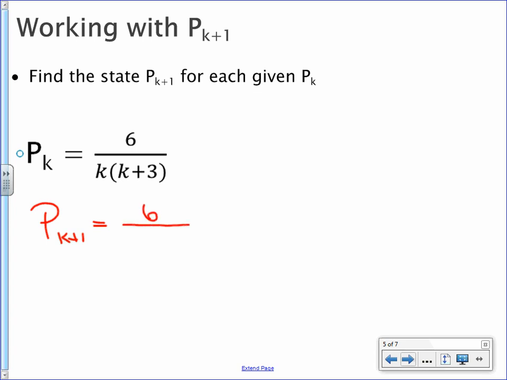We have 6 over what? k becomes k plus 1. k plus 3 becomes k plus 1 plus 3, right? So k plus 4. Now tomorrow there'll be something on the other side over here, and we'll have to do algebra to get from here to here. But that's what we're going to work on tomorrow. We need to know where we need to get to. Everyone okay here?